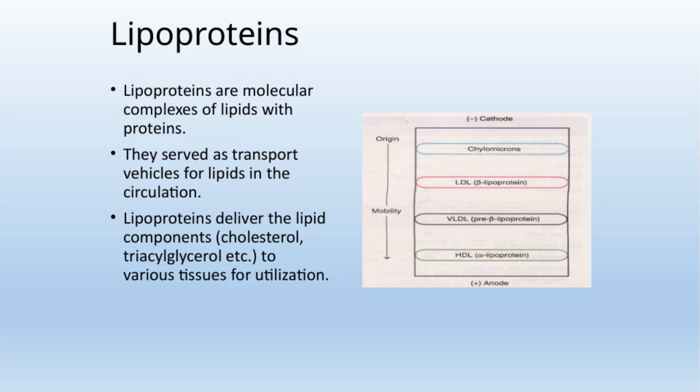Lipoproteins are essentially molecular complexes made up of lipids and proteins working together. They play a crucial role as transport vehicles for lipids within our bloodstream. Think of them as the delivery trucks that carry essential lipids like cholesterol and triacylglycerol to different tissues throughout the body. Once they reach their target tissues, these lipoproteins enable the lipids to be utilized effectively, whether for energy, cell repair, or other vital functions. Understanding lipoproteins helps us see how our body maintains lipid balance and supports overall metabolic health, which ties back to the larger theme of lipid transport and regulation.